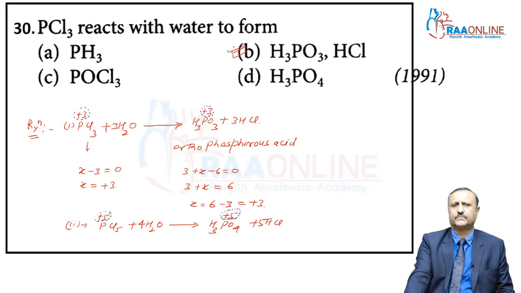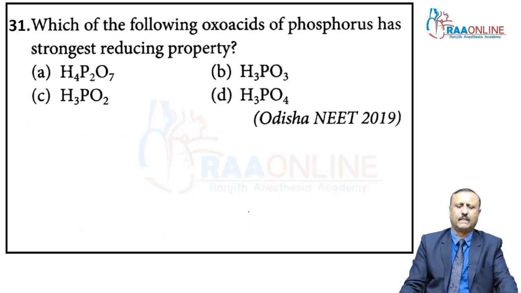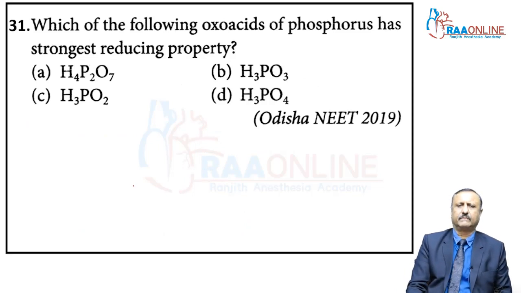So, you can go to option B for question number 30. The option is B, my dear students, H3PO3 and HCl. Now, we can go to question number 31. Here you can see question number 31, my dear students. Which of the following oxacids of phosphorus is the strongest reducing agent?